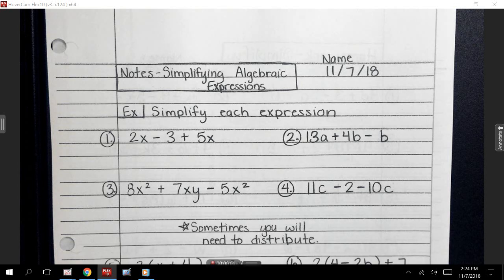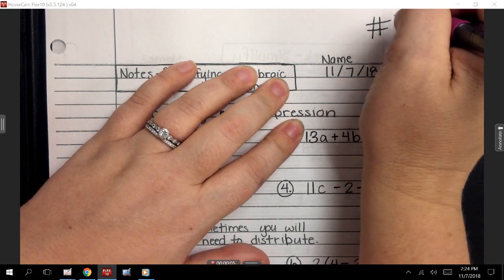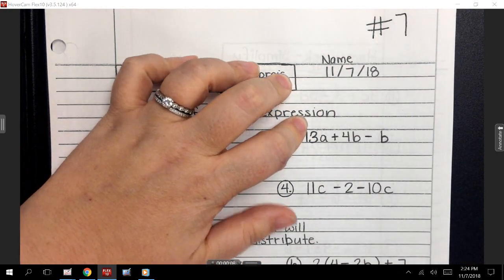Today in our notes, this is going to be number 7. Please make sure you number that. Please make sure you put your name on your paper, so if it's left, I know who it belongs to.